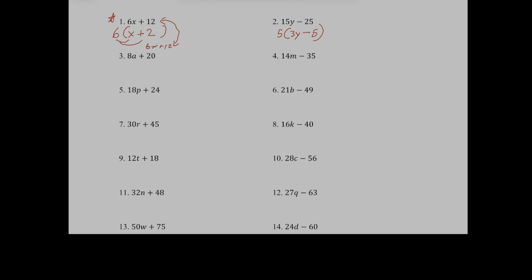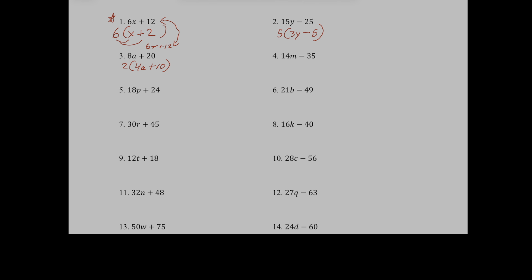Now watch. I'm going to make a mistake on 3 and watch what happens. I'm looking at the 8 and the 20, and the answer is 4. 4 goes into both of these, right? But I don't see it right away. And so I'm just going to pull out a 2. What's left over? In the first, it's a 4a. What's left over in the second? Plus 10. It's not wrong yet, okay?